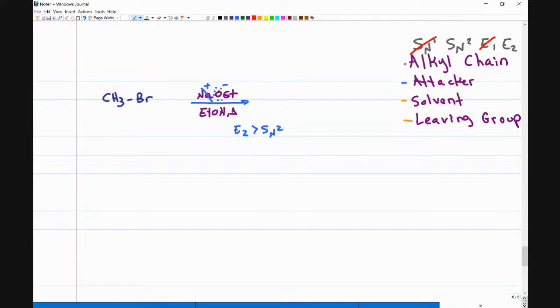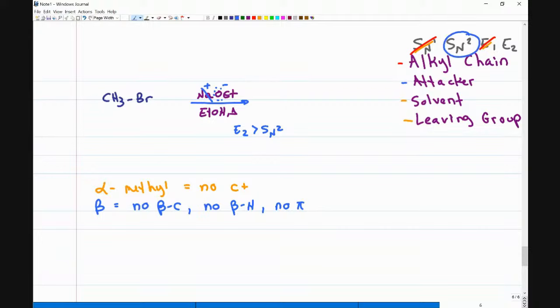But the problem is if you look at the alkyl chain, we cannot form an E2 reaction here because we have to look at two things with the alkyl chain. We look at the alpha carbon, and the alpha carbon is a methyl group. A methyl group tells me no carbocation, so that would have helped me rule out the SN1 and E1. But the other thing I look at is the beta carbon. And in this case, I have no beta carbon. That means I can pluck off no beta hydrogen, no pi bond. And if I can't form a pi bond, I can't do an elimination reaction. And that means this is going to be an unexpected SN2 reaction.